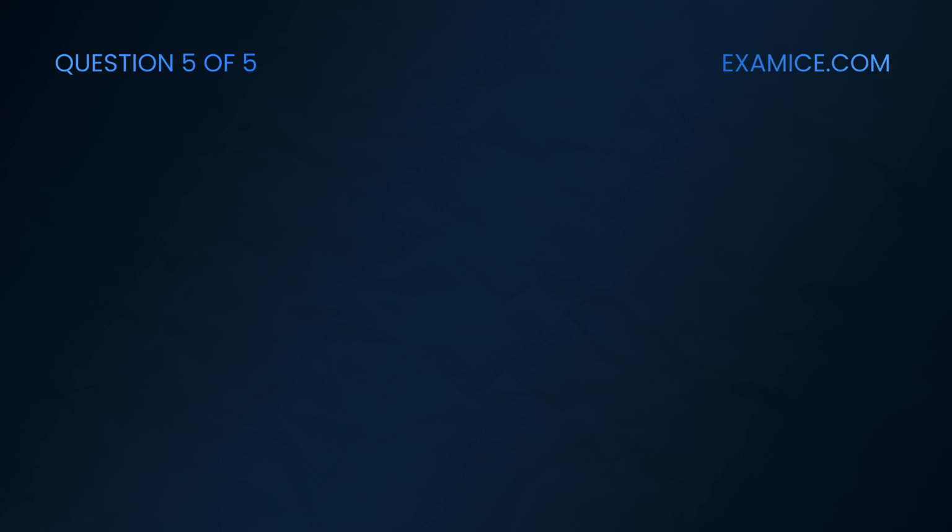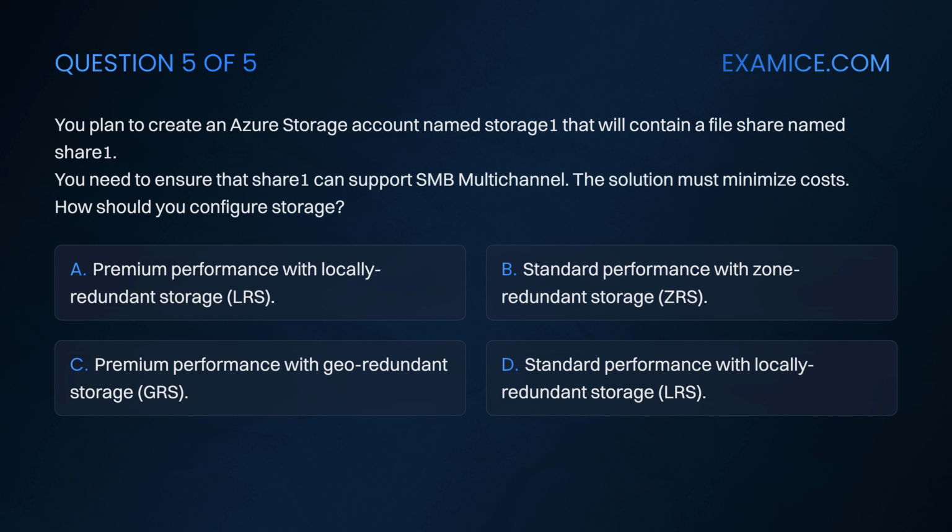Question 5. You plan to create an Azure storage account named Storage1 that will contain a file share named Share1. You need to ensure that Share1 can support SMB multi-channel. The solution must minimize costs. How should you configure storage? Option A, premium performance with locally redundant storage. Option B, standard performance with zone redundant storage. Option C, premium performance with geo-redundant storage. Option D, standard performance with locally redundant storage.